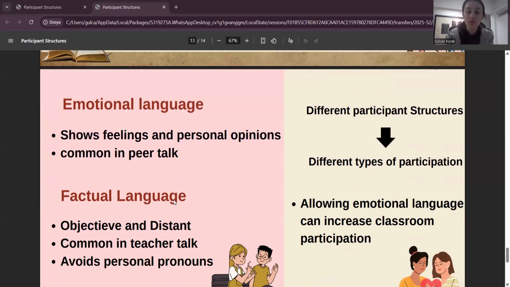And we have emotional language. It shows feelings and personal opinions, and also it is common in peer talk. And factual language, it is more objective and distant, common in teacher talk, and avoids personal pronouns. So different participation structures mean different types of participation. Allowing emotional language can increase classroom interaction.